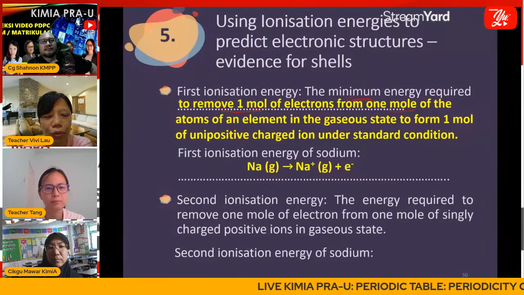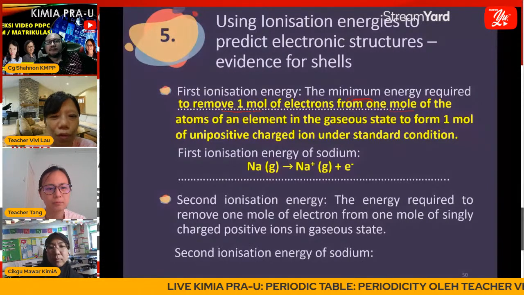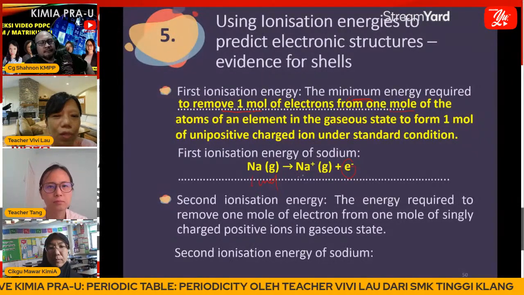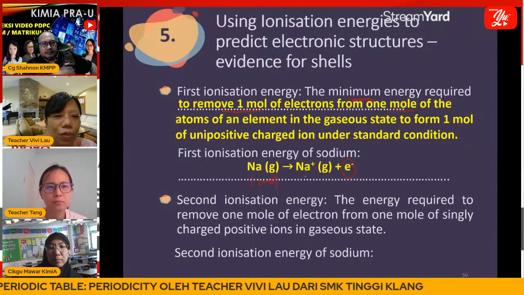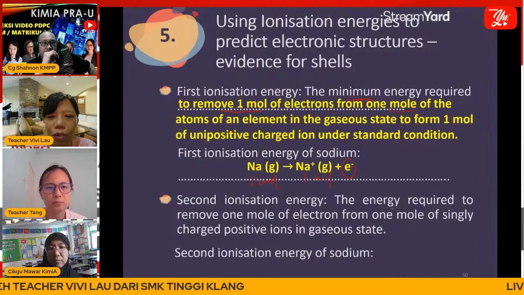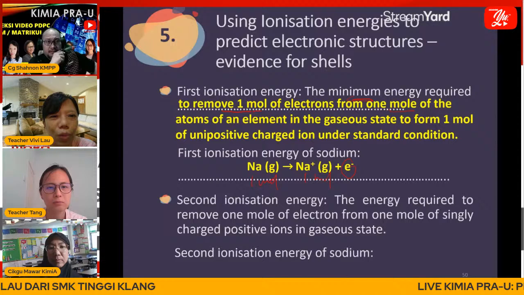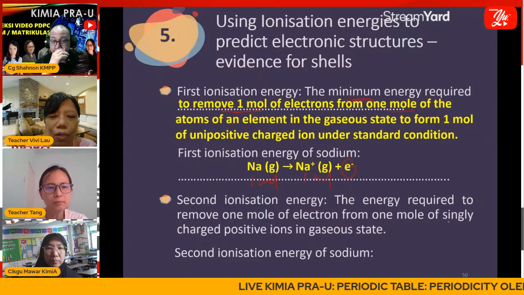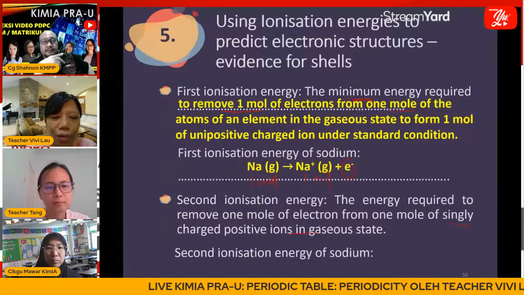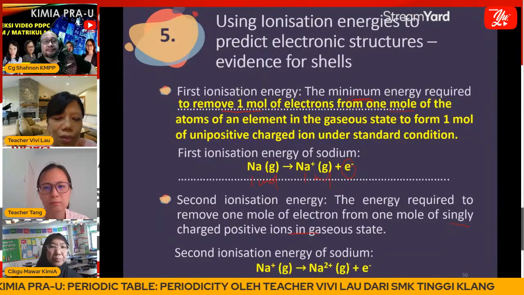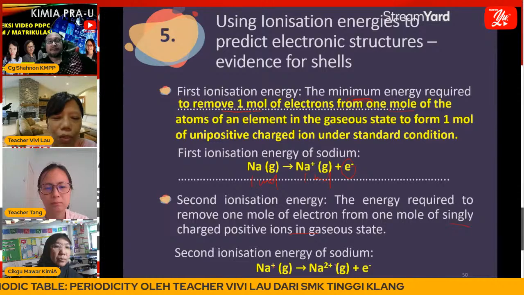So example, we have sodium. So one mole of electron removed from one mole of sodium gaseous atom and form one mole of sodium ion. Then second ionization energy is the energy required. So it's same like first ionization energy, right? Only it removes from the positive charge ion, and forms a higher charge ion.